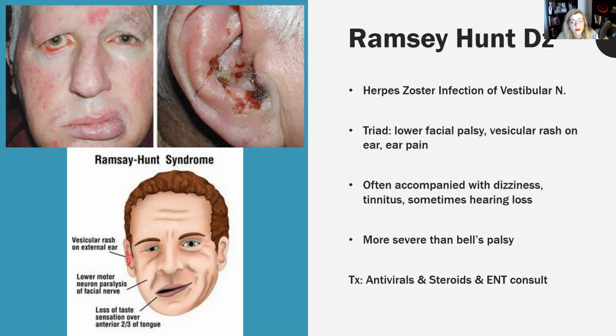This is more severe than Bell's palsy, and these folks need treatment for herpes zoster, but they also need a referral to ENT because these folks need to be watched to make sure this isn't going to be a long-term problem or complication. You also should go ahead and give this person some steroids for pain. Opiates are not going to help with Ramsey-Hunt syndrome, unfortunately.